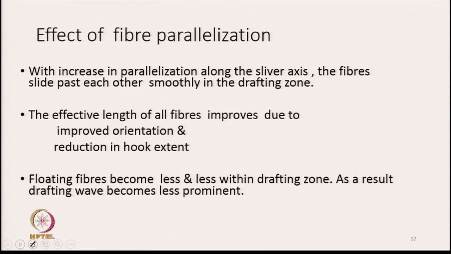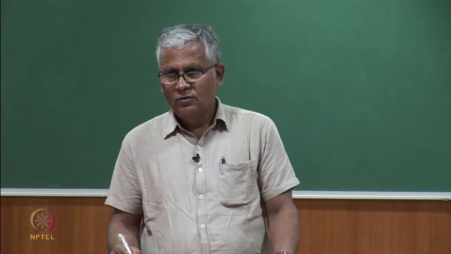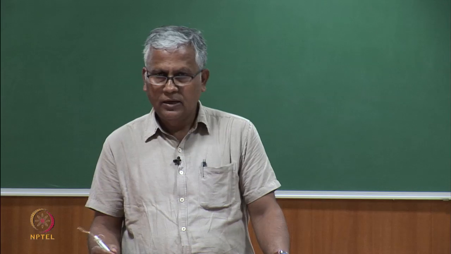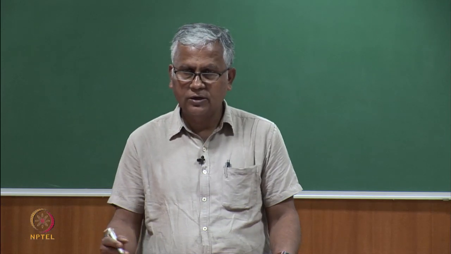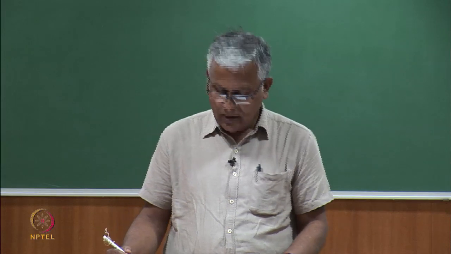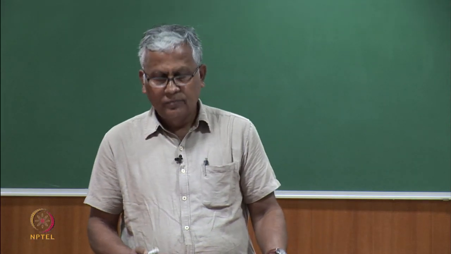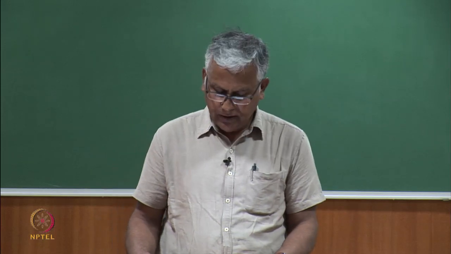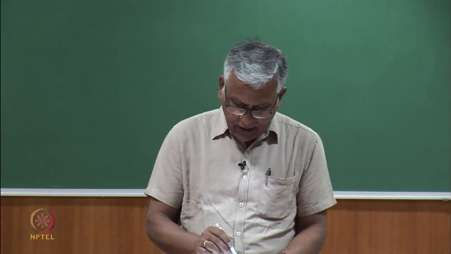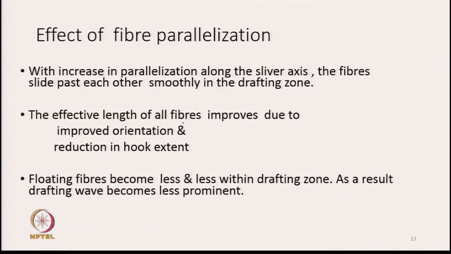So, with increase in parallelization along the sliver axis, the fibers slide past each other smoothly in the drafting zone. The interference between the fibers will be much less, because they are all straight and parallel. Otherwise, one particular fiber which is moving will interfere with the neighboring fiber, because it is in contact with others, and that will cause irregular movement of the fibers within the drafting zone. Effective length of all fibers also improves due to improved orientation and reduction in hook extent.